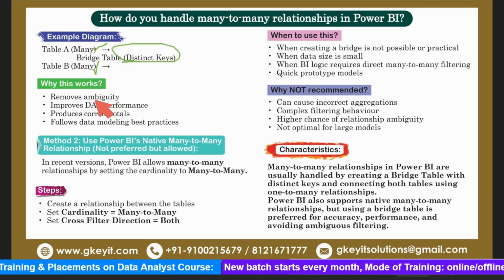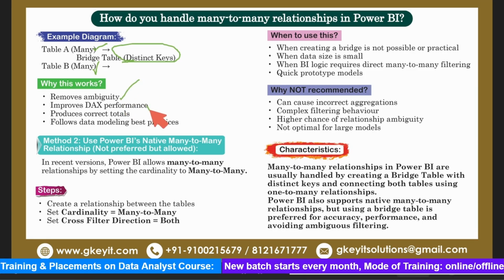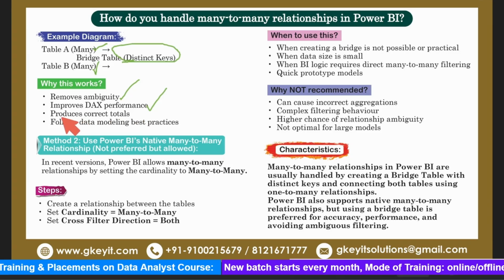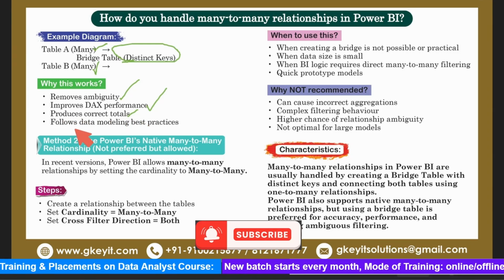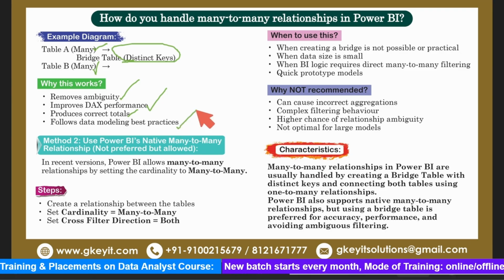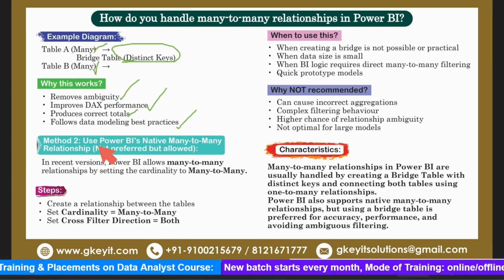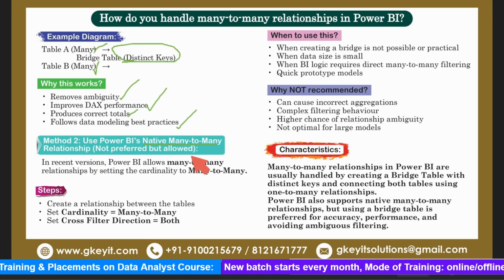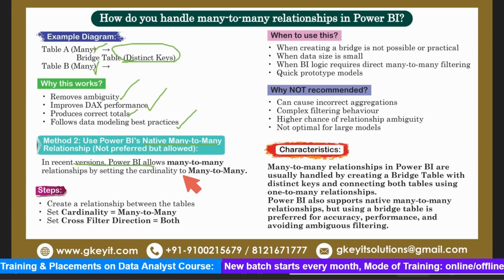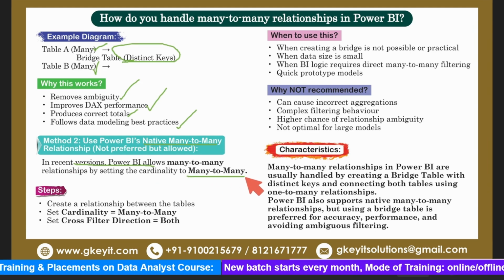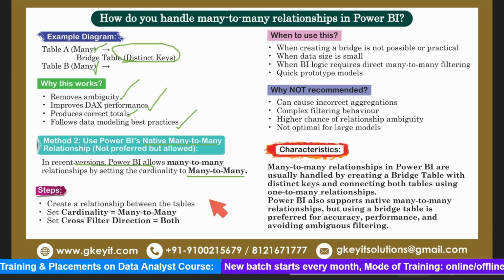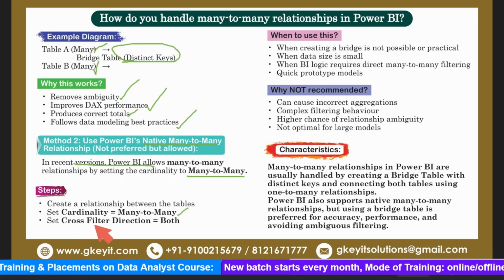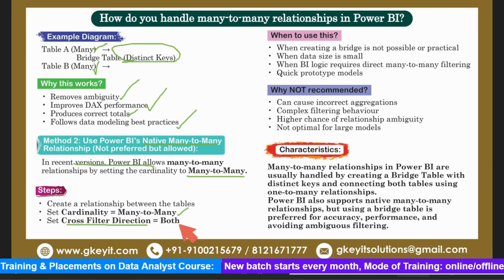Why does this work? It removes ambiguity, improves DAX performance in Power BI, produces correct totals, and follows data modeling best practices. Coming to the next method, use the Power BI native many-to-many relationship. It is not preferred but allowed. Recent versions of Power BI allow many-to-many relationships by setting the cardinality to many-to-many. The steps are to create a relationship between the tables, set the cardinality to many-to-many, and set the cross filter direction, which is the most important thing, to Both.